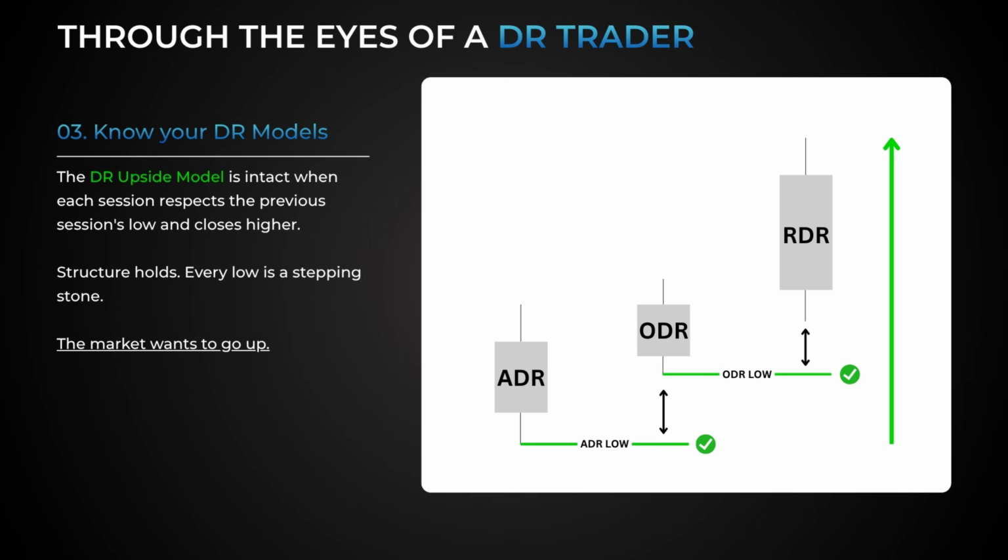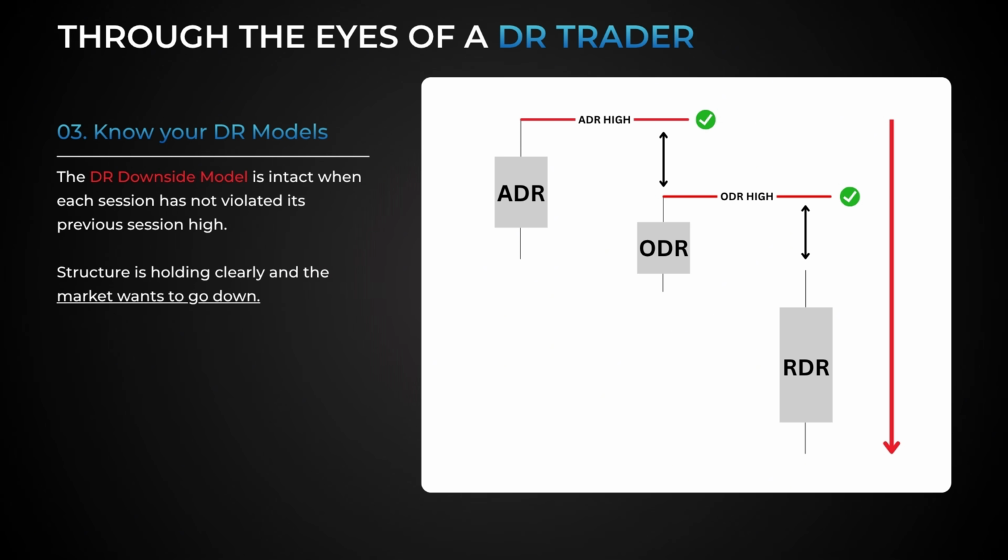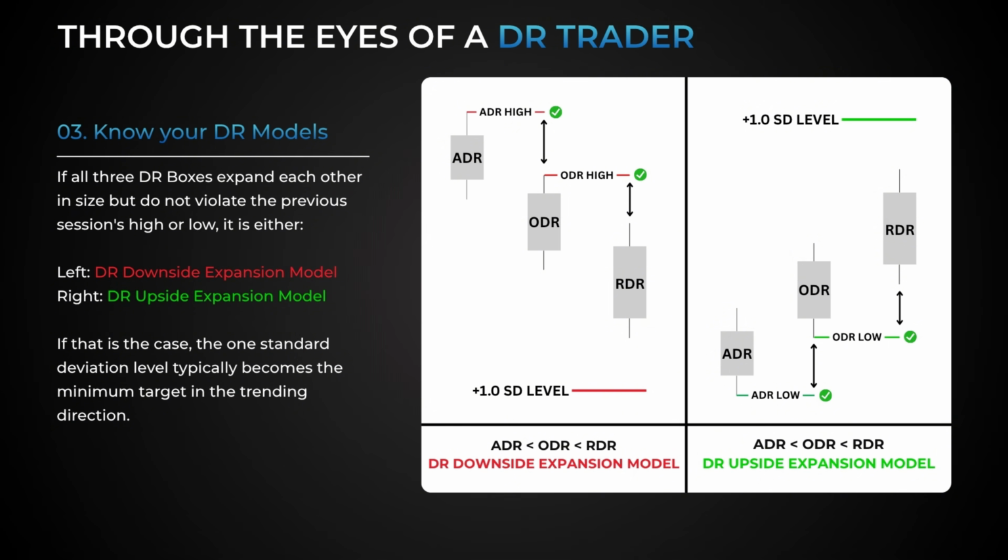The DR models. You identify them before the session has even formed its levels. The DR upside model is intact when each session respects the previous session's low and closes higher. Structure holds. Every low is a stepping stone. The market wants to go up. The DR downside model is intact when each session has not violated its previous session high. Structure is holding and the market wants to go down. Additionally, if all 3 DR boxes expand beyond each other in size but do not violate the previous session's high or low, it is either a DR upside or downside expansion model. If that is the case, the one standard deviation level typically becomes the minimum target in the trending direction.